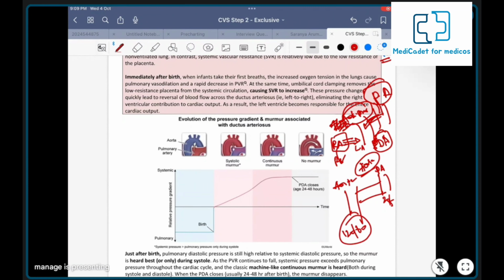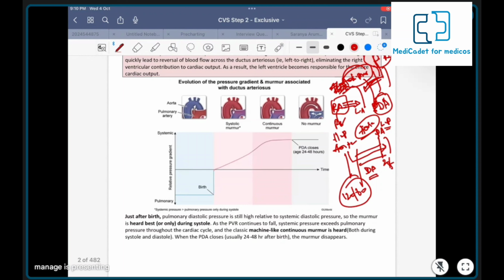So if this ductus arteriosus is patent in a baby who is already born, then the movement of the blood will not be from the pulmonary artery to the aorta. It will be from the aorta to the pulmonary artery. It's from the high pressure to the low pressure, right? You got it? What I'm saying? Yeah. So you should be clear about this concept.